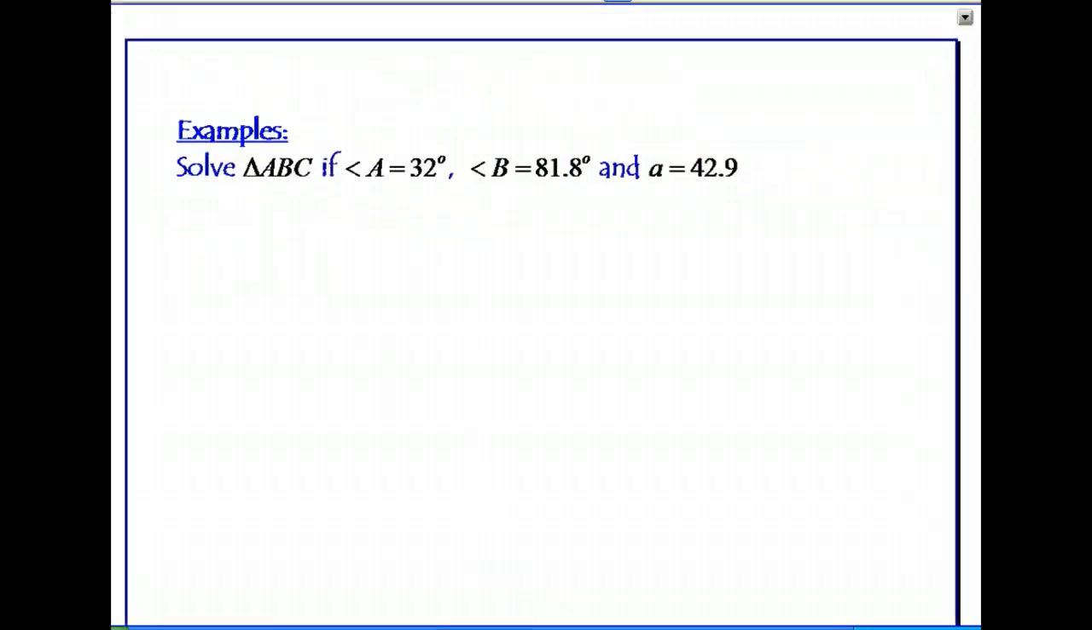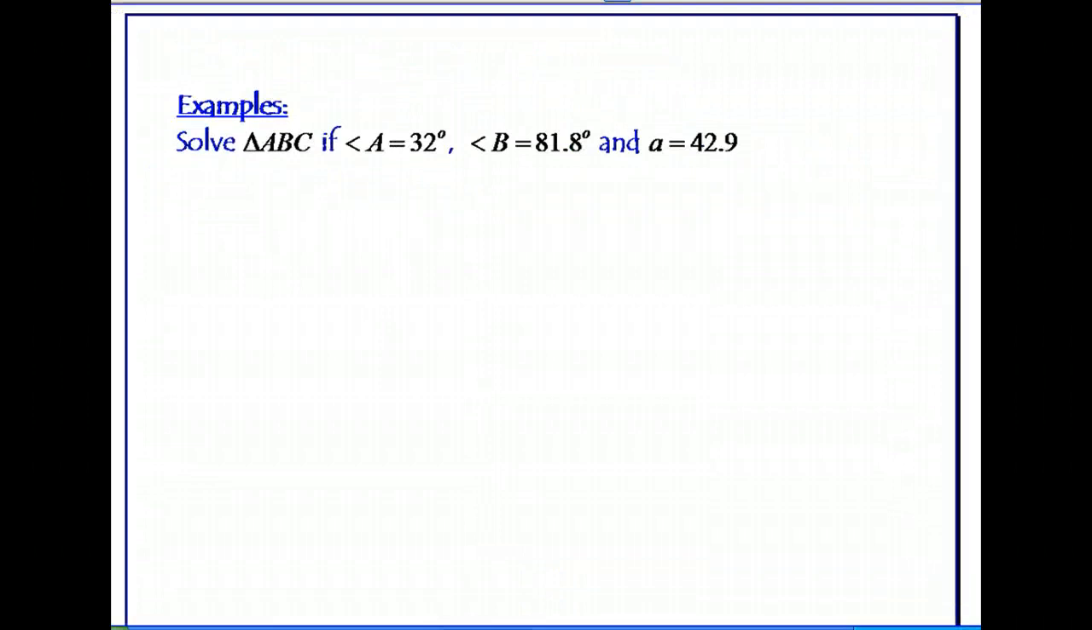Okay, one thing to notice is we're doing triangles. Notice we're in degrees, so on your calculator, make sure your mode is set to degrees. Okay, so we look at this and they gave us angle A is 32 degrees, angle B is 81.8 degrees, and they give us side A is 42.9.